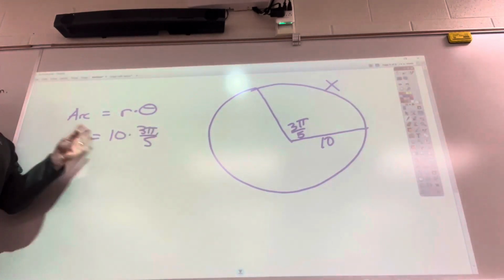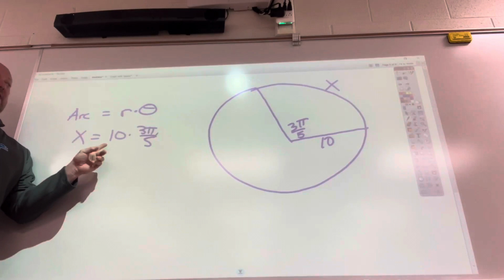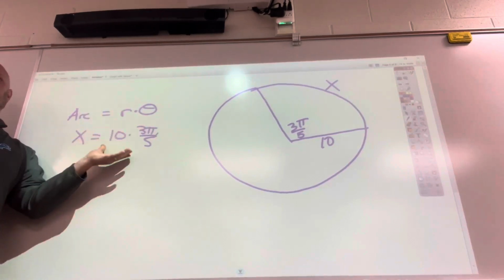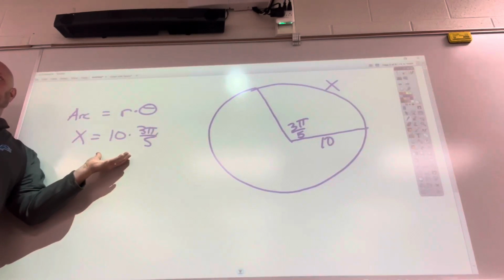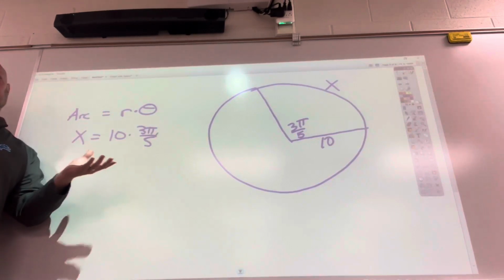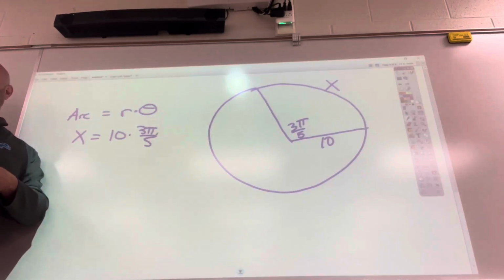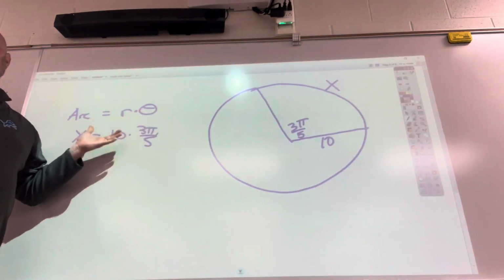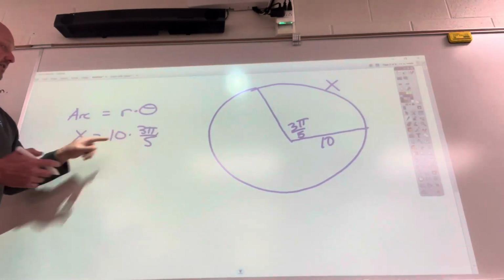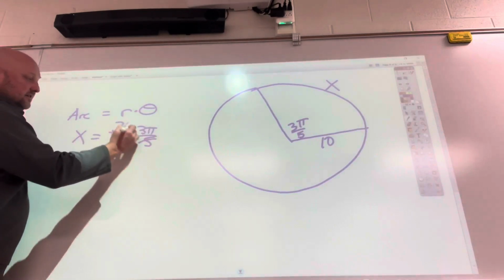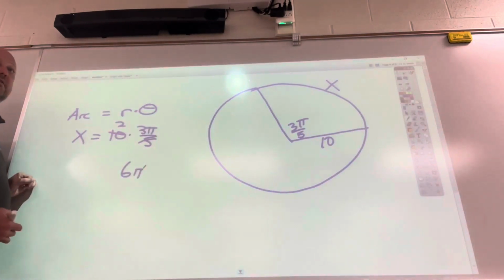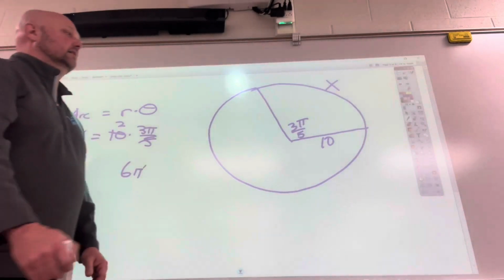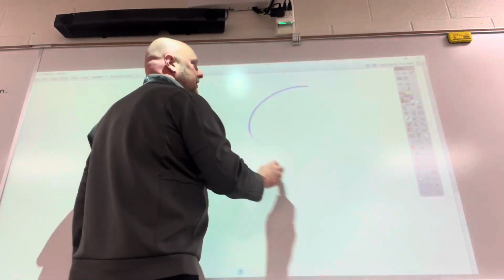Just use that formula. So if I'm looking for x, it's the radius times the angle. Now, this formula only works if it's in radians. So if they give it to you in degrees, you can't use this formula. But we should also know how to convert a degree to a radian. So if they give it to you in degrees, just convert it into radian, and then you can use this formula. So in this case, all I would do is reduce that fraction, and the answer would be 6 pi. If they want it as a decimal, what's 6 times 3.14?